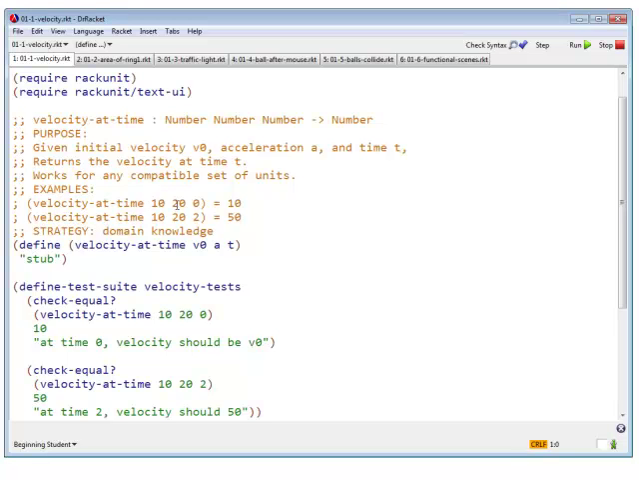Of course we all know, right, so here are examples of velocity at time. If the acceleration is 20 and the time is 0, well, the initial velocity is 10. If we have an initial velocity of 10, the acceleration is 20, at time 2, we're going to have 10 plus 40 is 50. Okay? Right. So we can write a formula for that. We know how to do that.